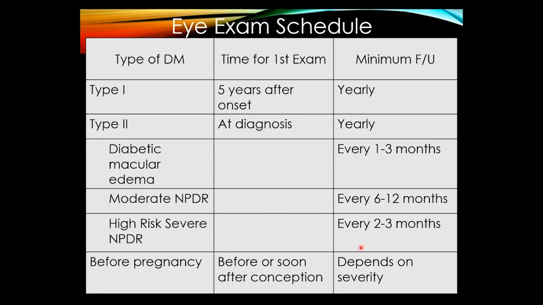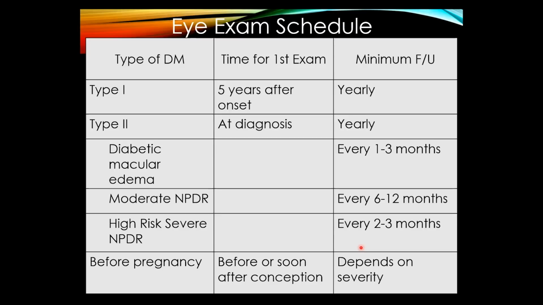So here's when you should be seen. If you have type 1 diabetes, you don't need to be seen right when you find out you have diabetes. You can wait for 5 years because most of the time, people with type 1 diabetes don't have diabetes for very long before they find out they have diabetes, not long enough to cause the kind of problems that cause vision loss. So if you have type 1 diabetes, we recommend annual exams of your eyes beginning 5 years after diagnosis.